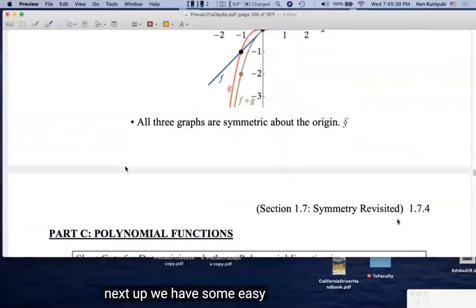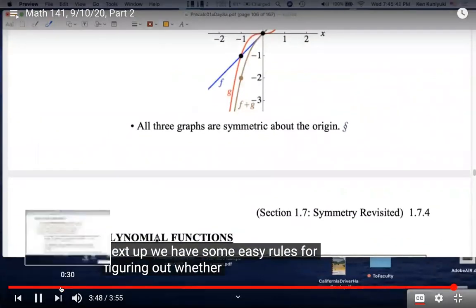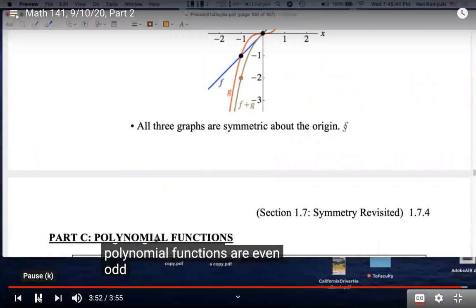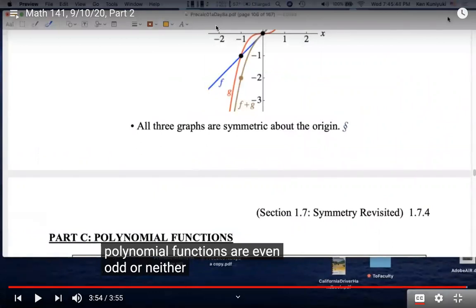Next up, we have some easy rules for figuring out whether polynomial functions are even, odd, or neither. All right, questions. The even and odd properties, and some functions are neither. Questions.